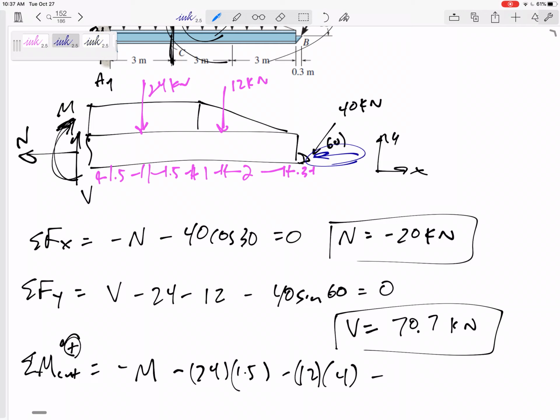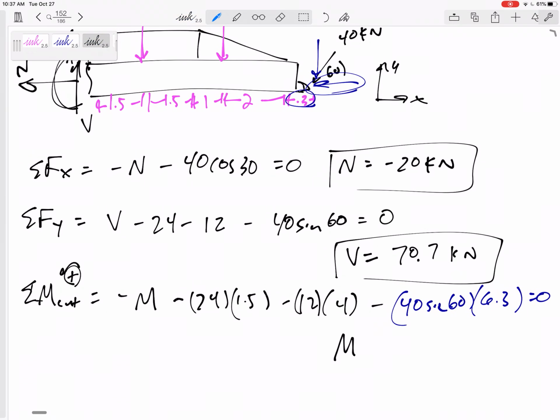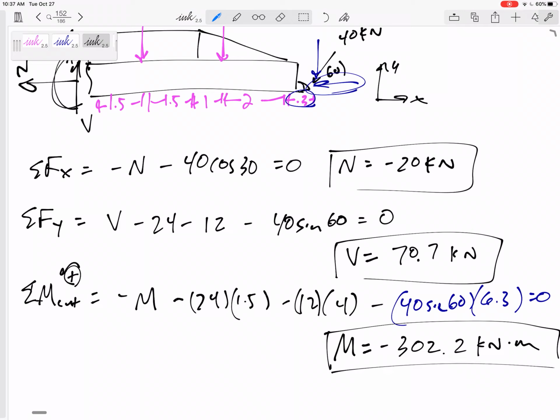This goes straight through the cut, but 40 sine 60 is acting a distance of 6, and don't forget that 0.3, 6.3 away, creating a negative. Set that equal to 0, and I would get my internal moment, negative 302.2 kilonewton meters. Gotta have units on all your answers, and all the forces were kilonewtons, all the distances were in meters.